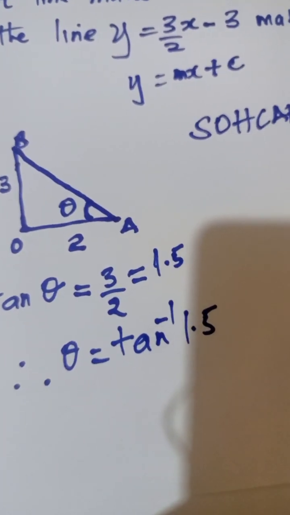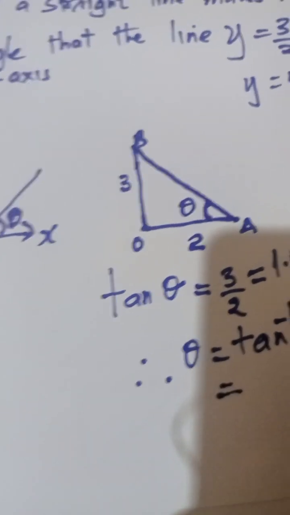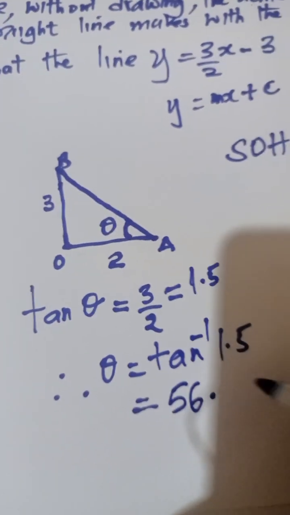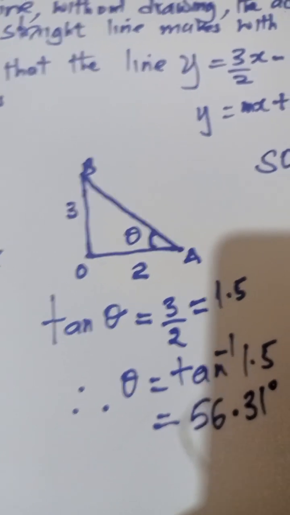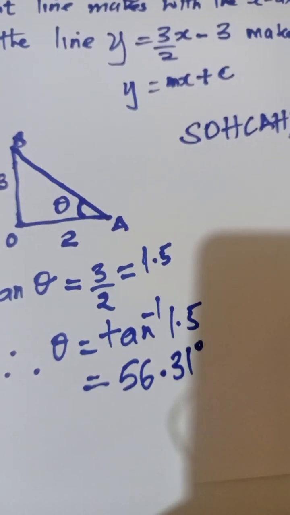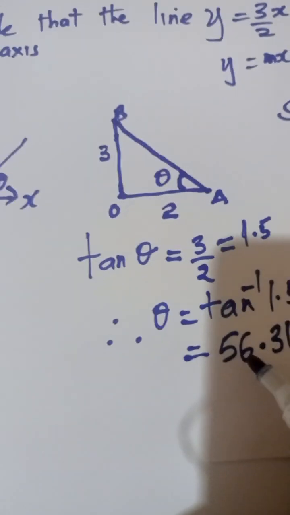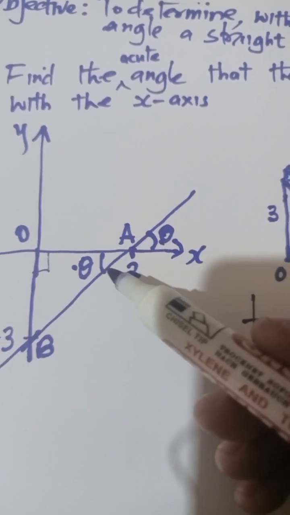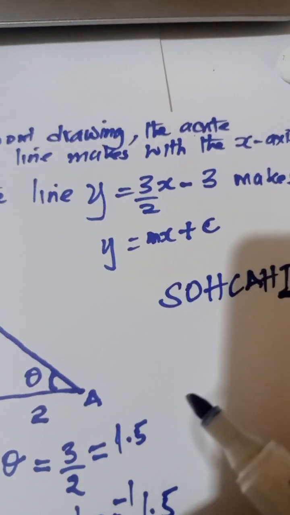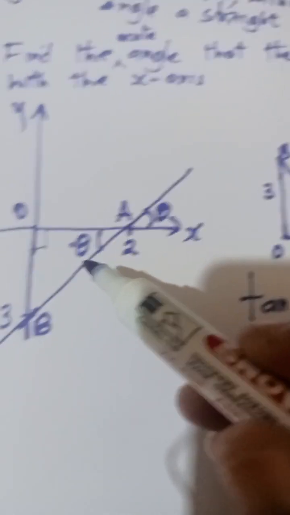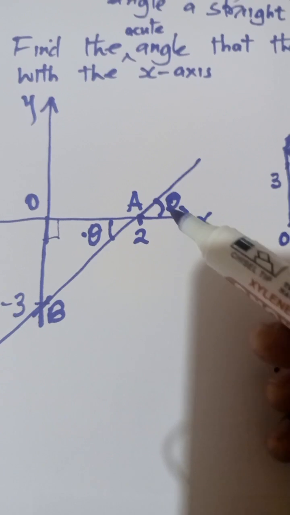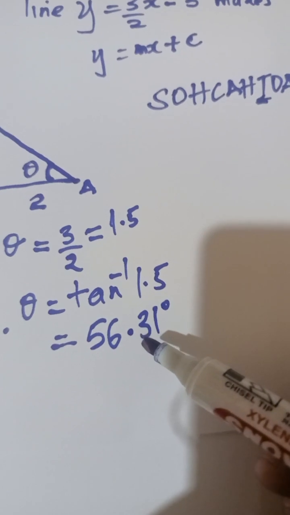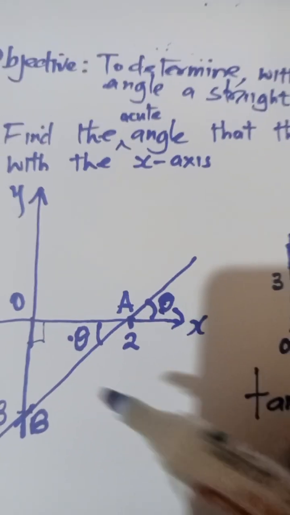From your calculators or mathematical tables, you'll realize that this is actually 56.31 degrees, correct to 4 significant figures. So this is the acute angle that we are being asked for here. In this case, for the straight line whose equation is y = 3/2 x minus 3, the angle that it makes with the x-axis is 56.31 degrees.